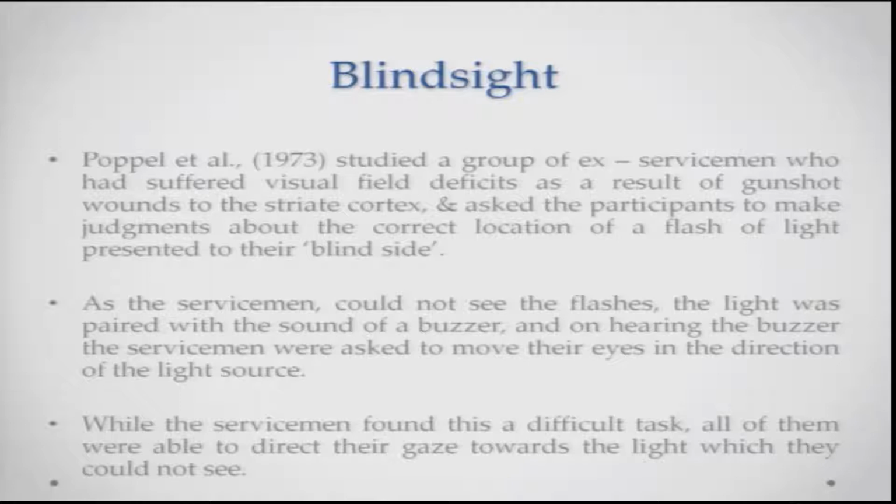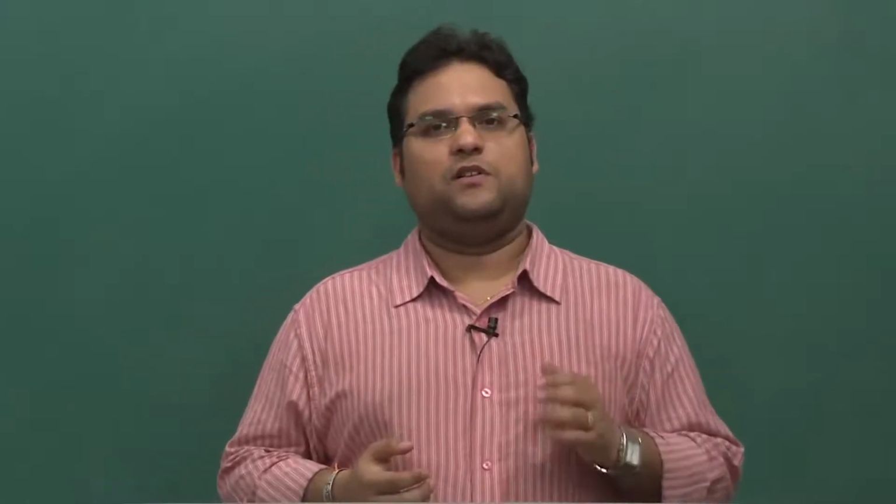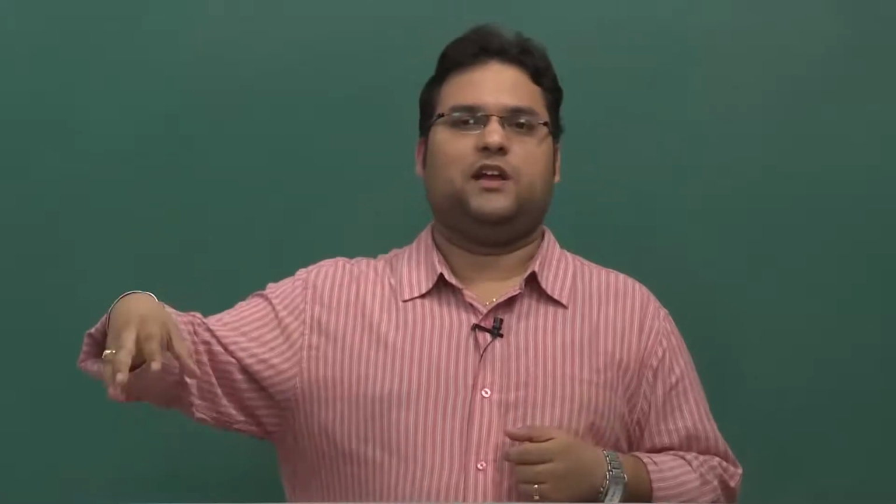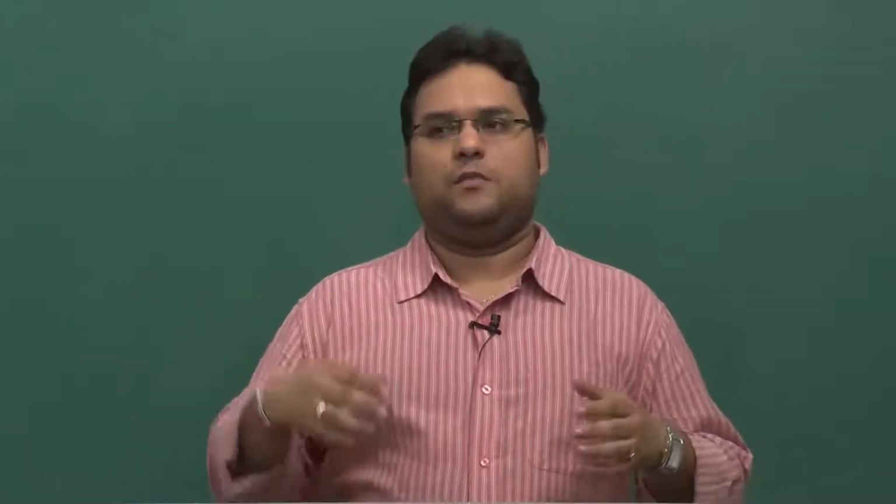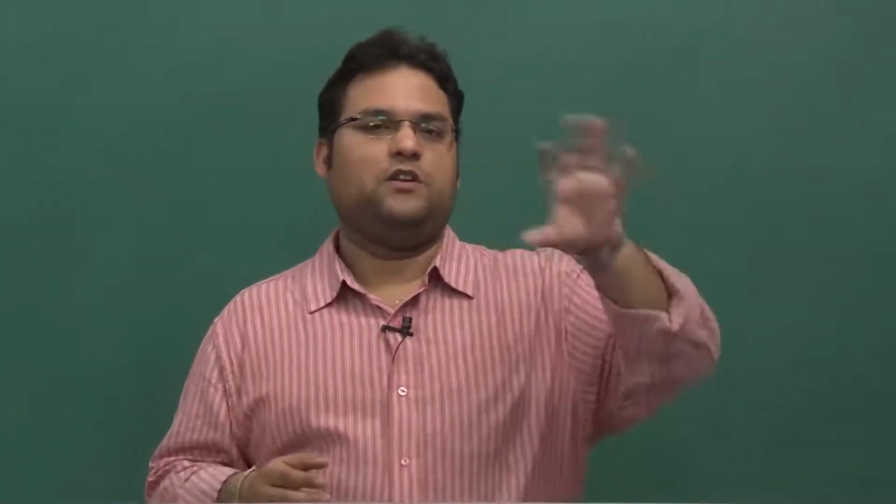So, this was a very interesting phenomenon. How are these people able to move their eyes to the direction of the flash, even though they cannot really see the flash? The buzzer is just a hint that there will be a light flash, but it does not in any way tell you about the location of the flash. So, these people are in some ways able to decipher where these flashes of light are occurring, even in their blind visual field.